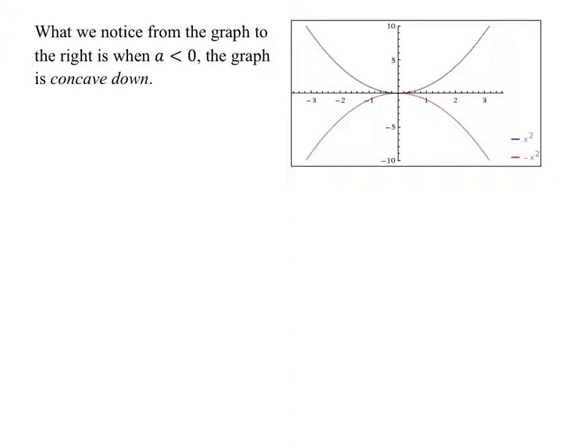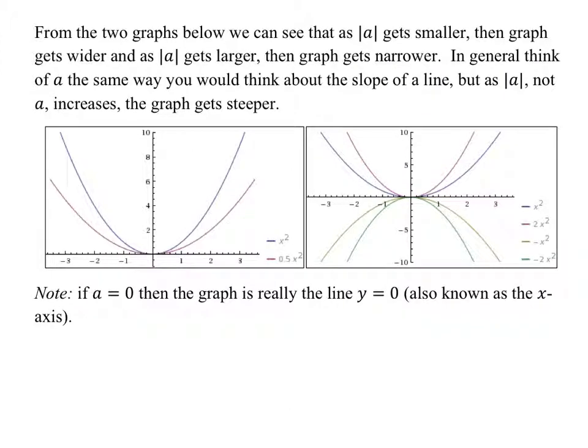So the question was, well, what if a, instead of being just negative, is also a different kind of number? So we saw when a was negative, it's concave down. When a is positive, it's concave up. Look at the graph on the far left. We can see that when the coefficient a is a decimal, like 0.5, the graph got wider. But when the coefficient a was a number greater than 1, such as on the right, see this 2 here?